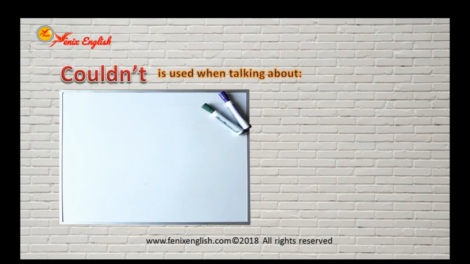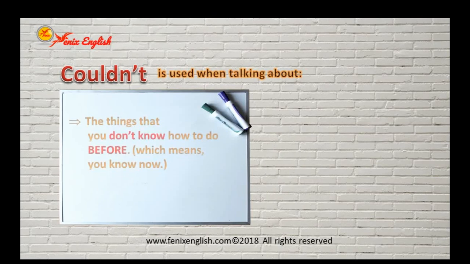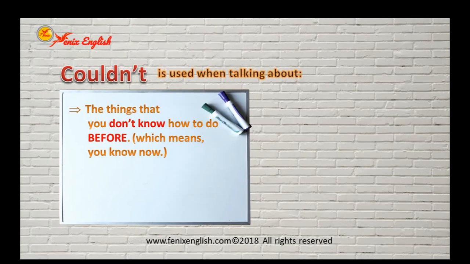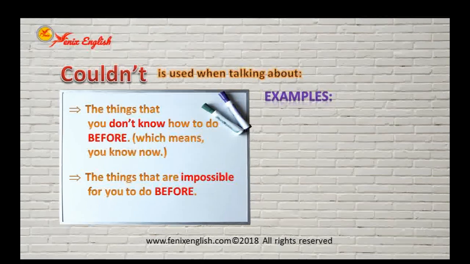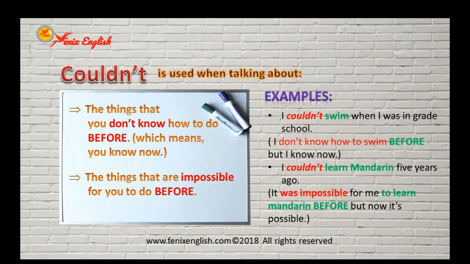Couldn't is used when talking about the things that you didn't know how to do before, but now you already know, and the things that were impossible before, but possible now. For example, I couldn't swim when I was in grade school. This sentence means that when I was in grade school, I didn't know how to swim, but now I already know how to swim. The next sentence is I couldn't learn Mandarin 5 years ago. This means that 5 years ago, it was impossible for me to learn Mandarin, but now it's already possible.